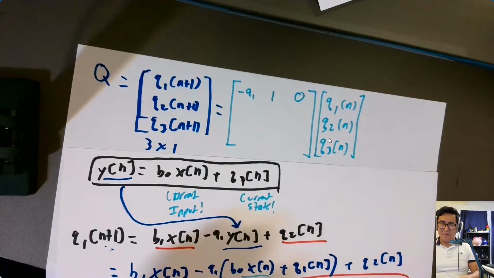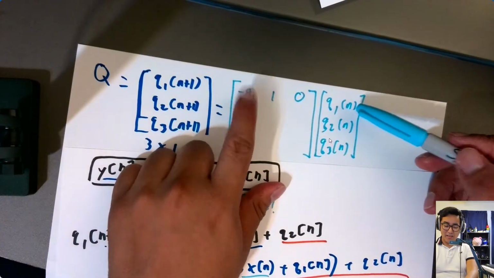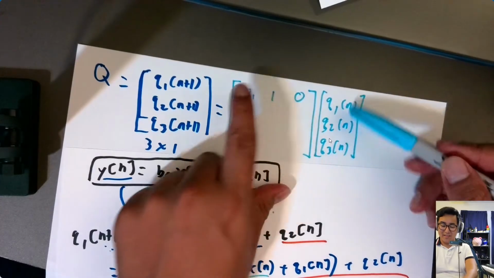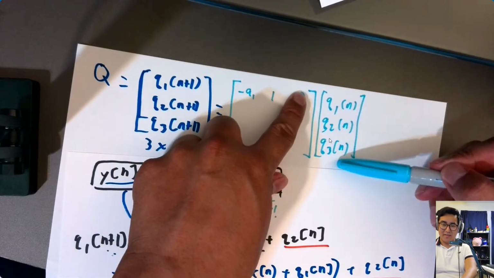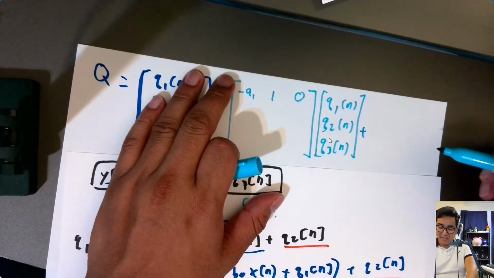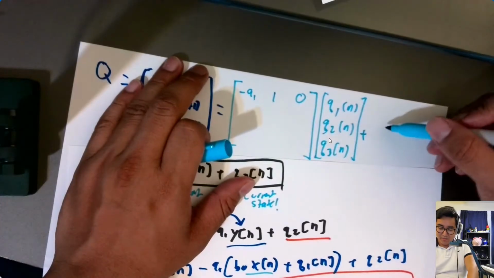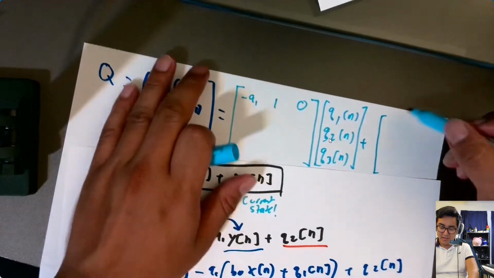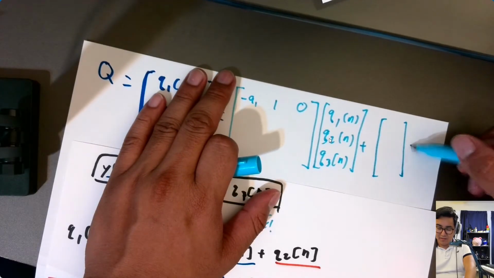I hope you guys know what matrices do. It's basically multiplying this and this, and then plus this and this multiplied together, plus this and this. So it just goes like that, across this, down there. Plus, and now, do we have an input? Yes, we do. We have 3 equations, and then we just have our input x of n.